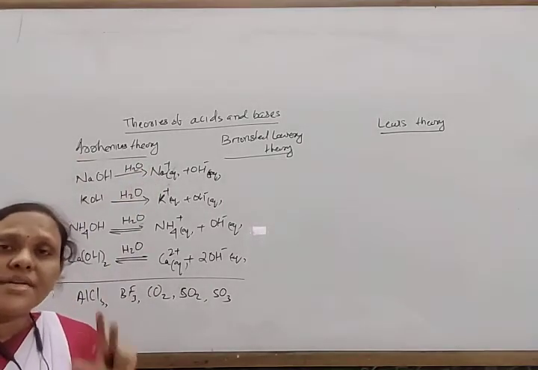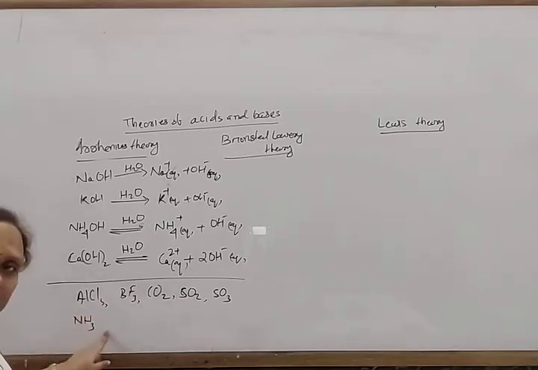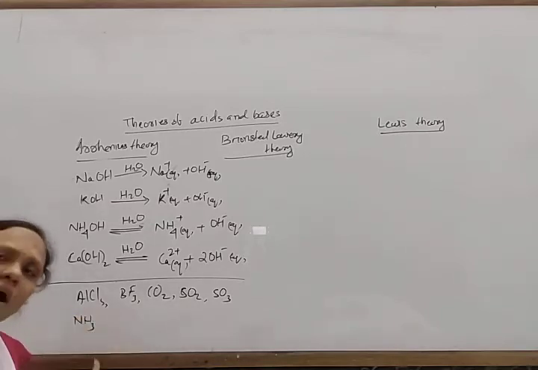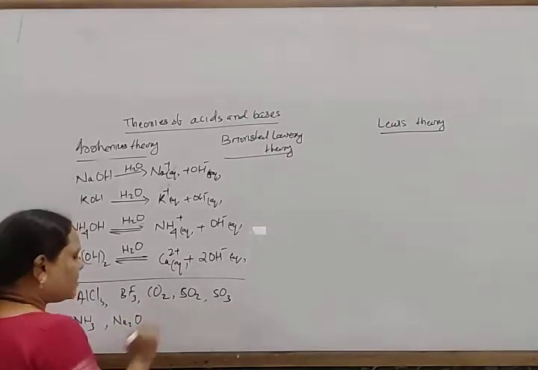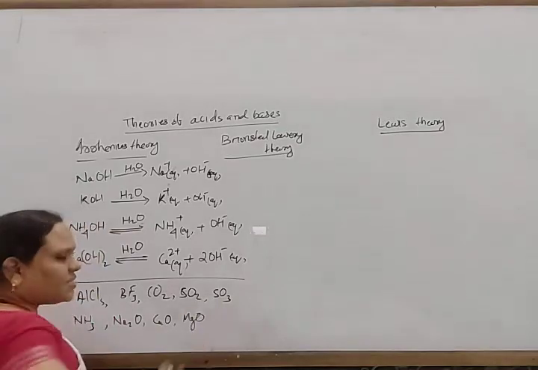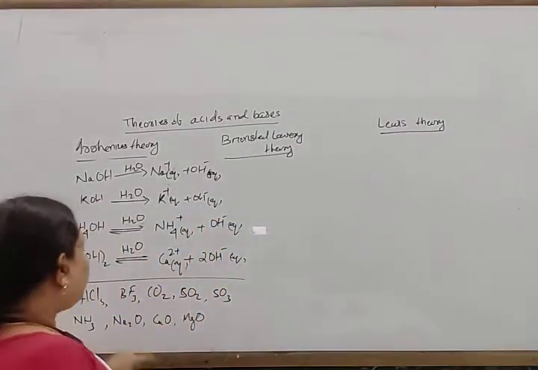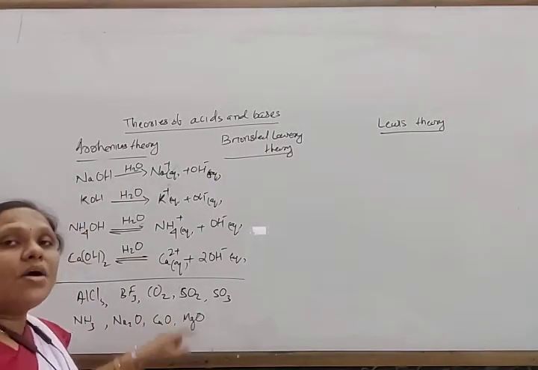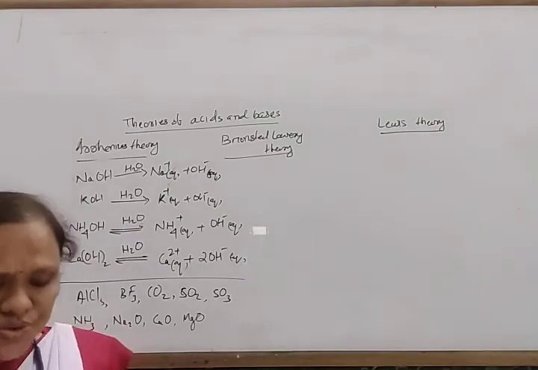And similarly, it cannot explain the basic character of ammonia. So how does ammonia act as a base? It does not contain the OH- ion. Still it acts as a base. That cannot be explained by this. And similarly, metal oxides like sodium oxide, calcium oxide, magnesium oxide. How do these oxides also act as base? This theory cannot explain it because they do not contain OH- ion, and yet they act as base. That cannot be explained by this Arrhenius theory.